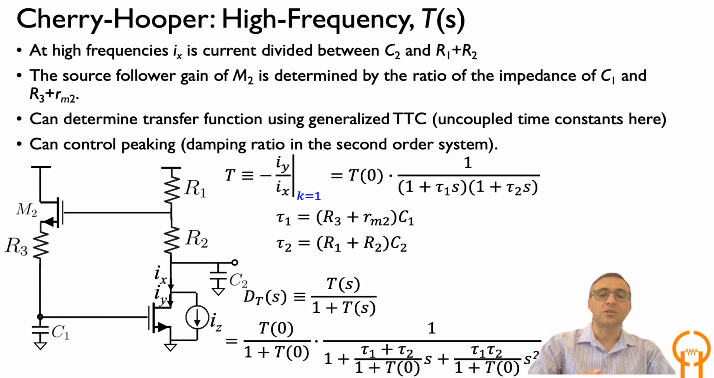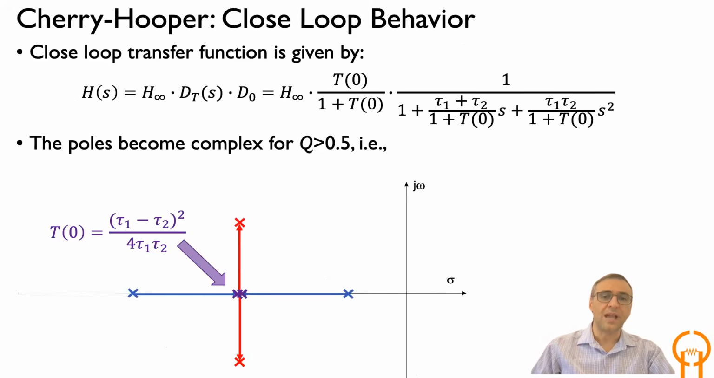Now this second order term involves tau 1, tau 2, and T0, which is the low frequency value of the return ratio. And you can see that you can control this dynamics by controlling the low frequency value of this return ratio. This is more specific detail of that. So what you see is that the transfer function is given by this expression on the top, and the only part that has dynamics is the last term, that fraction. Now, for example, we know that if the quality factor Q of the second order term exceeds 0.5, then you get complex poles.